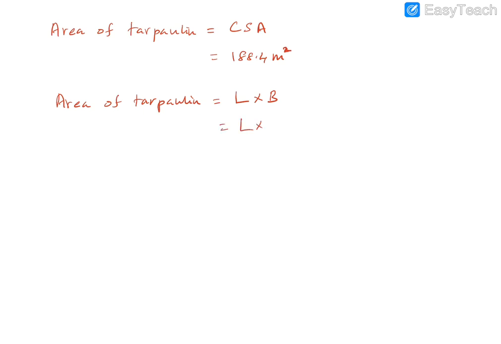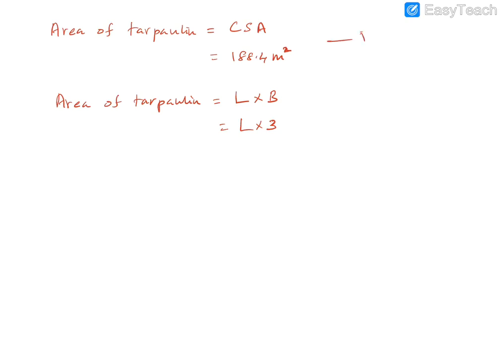The area of the tarpaulin must be equal to the curved surface area of the conical tent, and that is equal to 188.4 meters square. Now, what is the area of the tarpaulin? The area of the tarpaulin will be length into breadth, and we are given that the breadth is 3 meters, so it will be L into 3 meters, and that should be equal to the curved surface area.